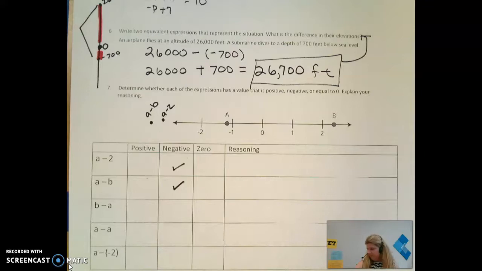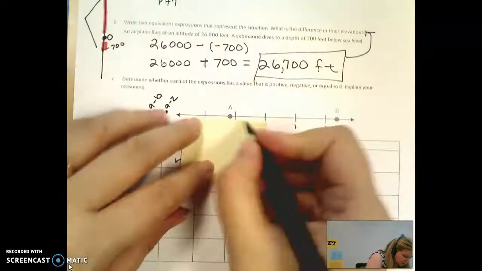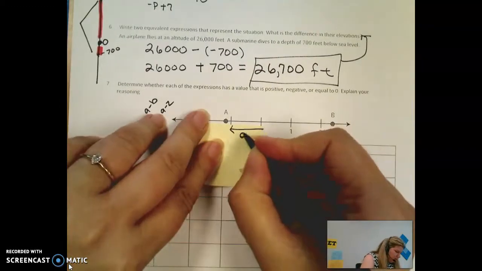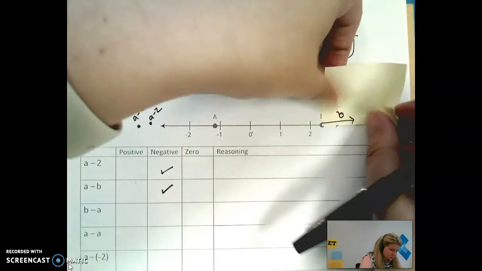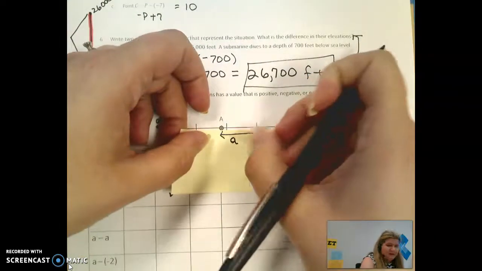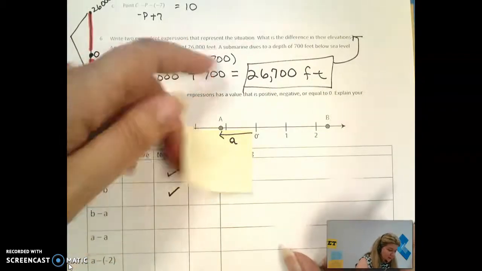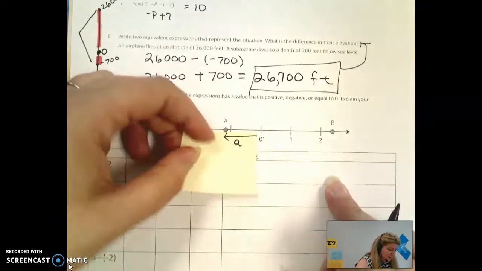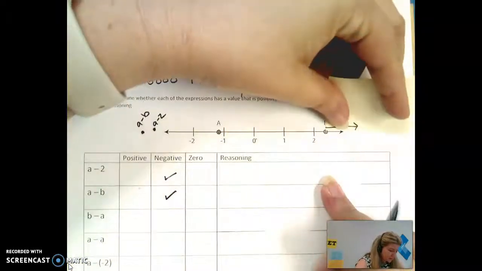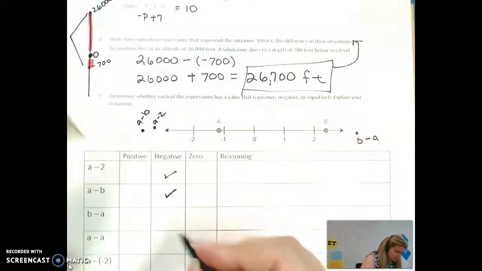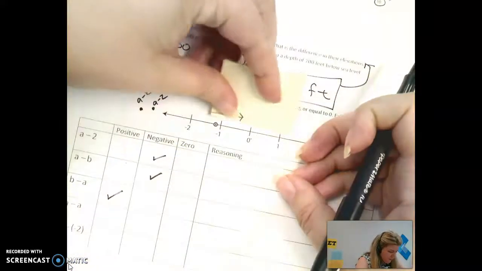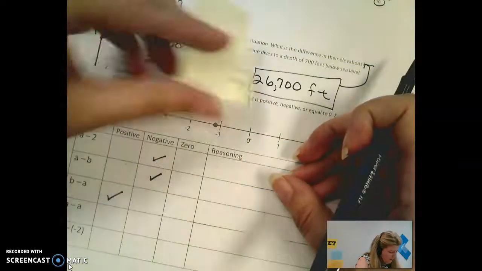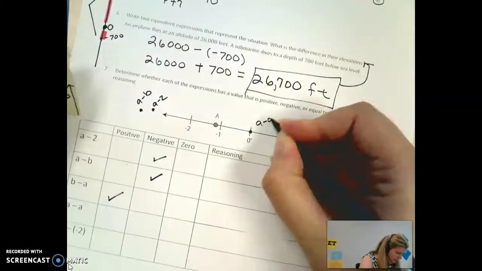B minus A. So if I start at B, since I'm subtracting A, I'll go. So look, here's A. A is a negative number. So subtracting it is doing the opposite. So that's A, so I need to do the opposite of it because I'm subtracting. So this right here is B minus A. That's positive. A minus A. Okay, so here's A. So to subtract A, I go opposite A. A, opposite A. 0.